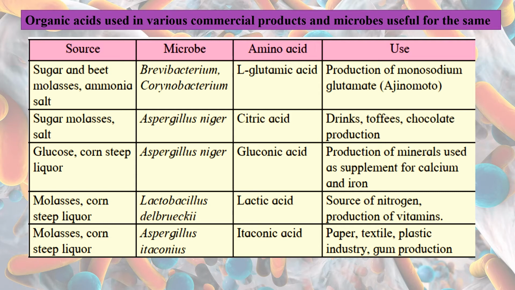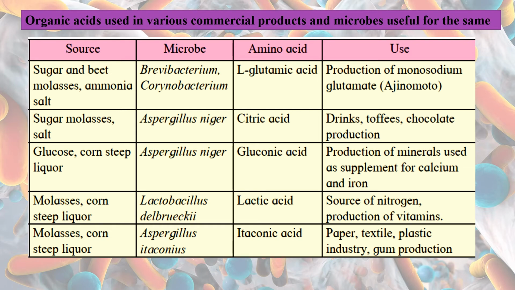Okay, sugar, molasses and salt. The microbe involved here is Aspergillus niger, and the organic acid produced is citric acid, and it is used in the making of drinks, toffees, chocolate production. Okay, so the carbon source is glucose. Now carbon source means where these microbes will get their energy from, convert it, and in what way we use its product.